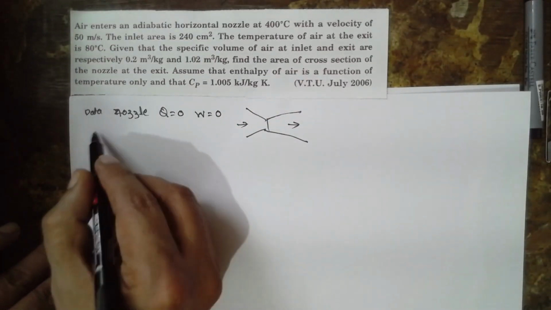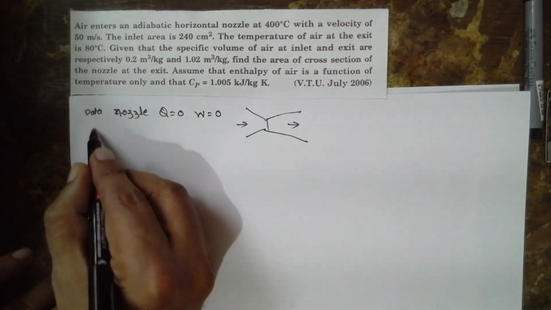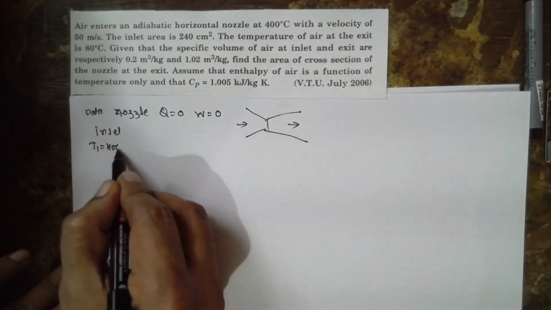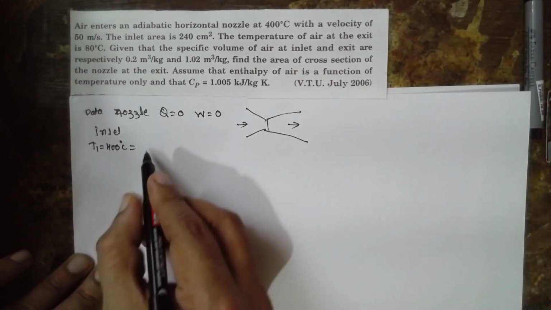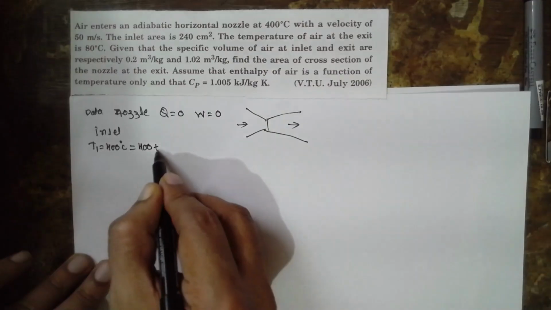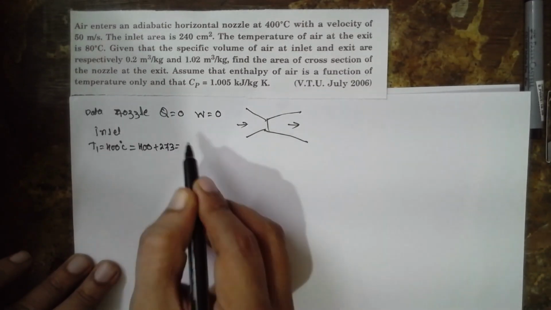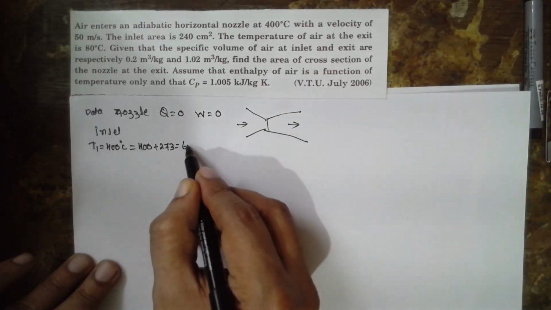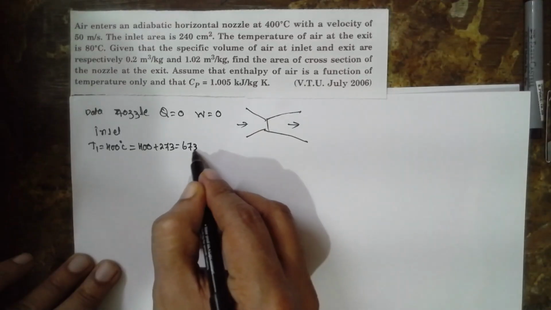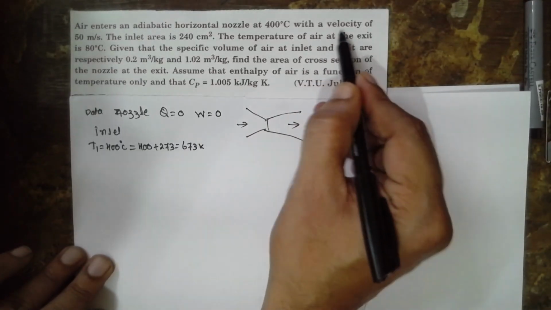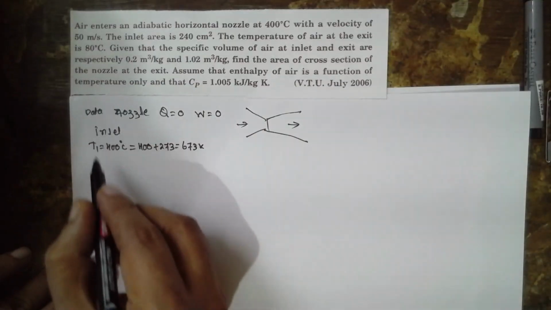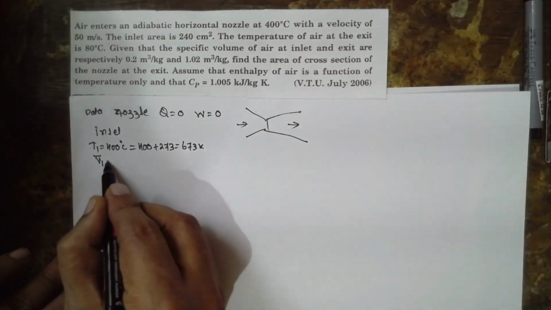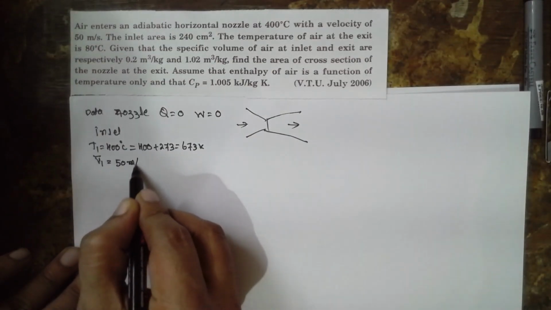Now the temperature is given at the inlet. T1 is equal to 400 degrees Celsius. We need to convert to Kelvin: 400 plus 273 is 673 Kelvin. With a velocity of 50 meter per second. Velocity is given: V1 bar is 50 meter per second.